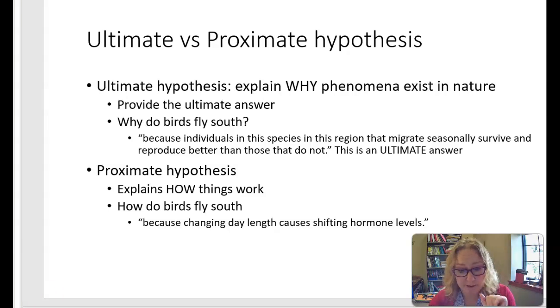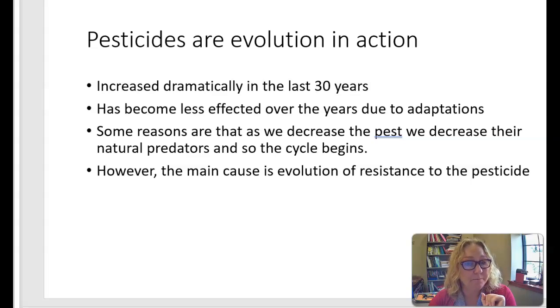Okay, we're talking about pesticides now because this is going to be your homework. Pesticide use has increased pretty dramatically in the last 30 years, yet it has become less effective. Why is it less effective? And we're getting better at making it. Here's why. Some reasons are that we decrease the pest population. When you put a pesticide on, you get rid of everything, the good pests and the bad pests.